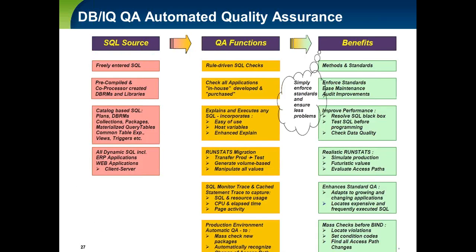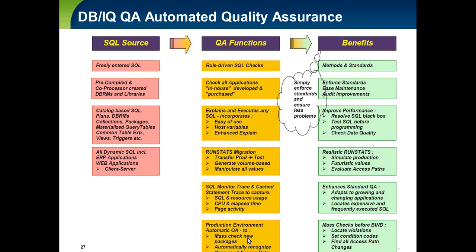This slide kind of highlights what QA can do and automate for you. I'm not going to read through it other than to say, you've got your SQL source. It can come from multiple different places. Apply it through the QA functions, checking against the rules. In-house and purchased applications can benefit from it. You can look at the explains. You can migrate your run stats. You can monitor, trace, and cache SQL trace to capture information that can then be monitored.